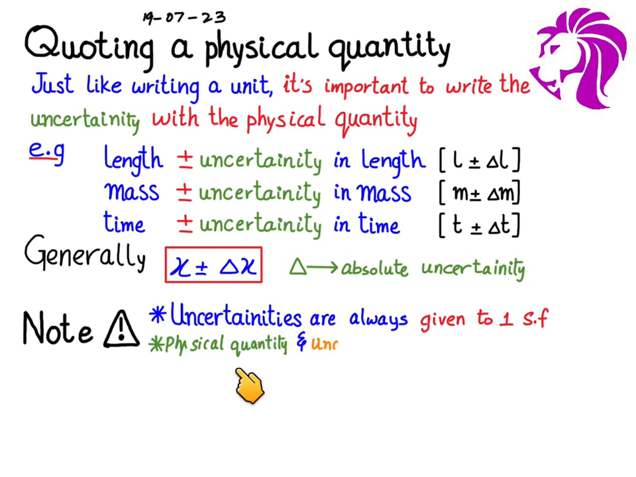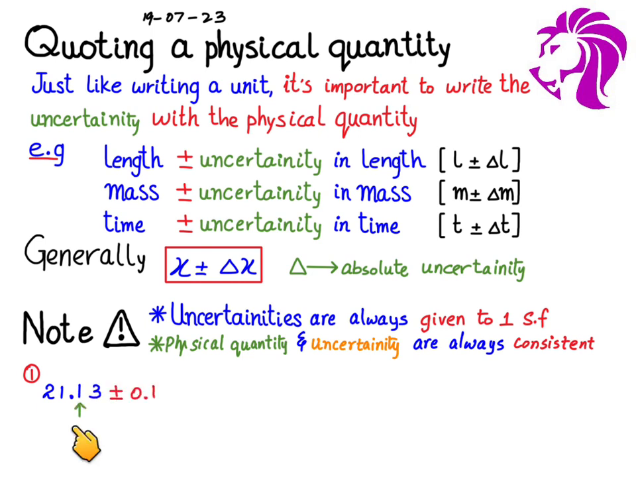And moreover, I'll also make sure that the physical quantity that I write is consistent with the uncertainty. What does that mean? That means, let's say, I have a physical quantity 21.13 and the uncertainty, the error in that physical quantity is 0.1. So you see the error is already given as 0.1. And if you look at this, it is 21.13. So I'll round it off to 21.1.